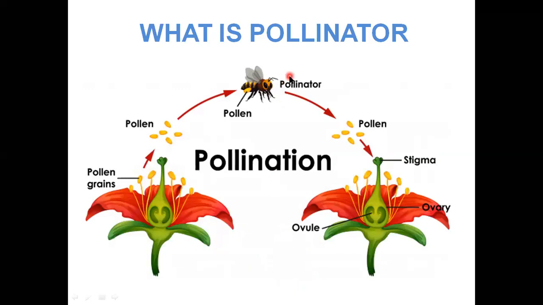Now we will see what a pollinator is and what the use of a pollinator is. Pollinators are animals which transfer the pollen grains from the anther towards the stigma of another flower for pollination. But how? They do not decide to transfer the pollen grains. It happens accidentally.